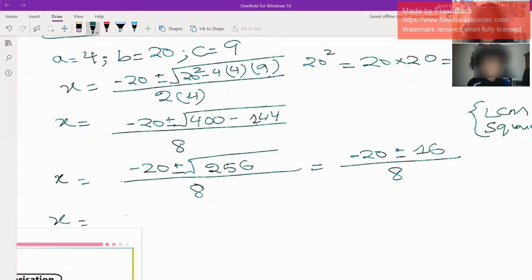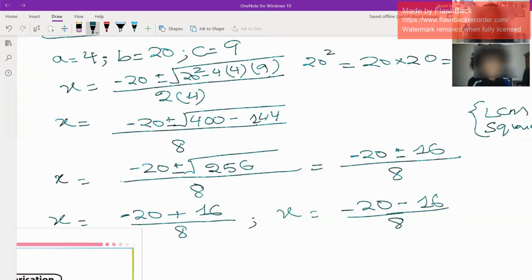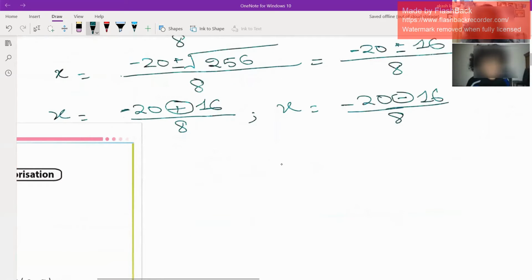So x equals minus 20 plus 16 over 8, and x equals minus 20 minus 16 over 8. What we did is separate our x values, one with a plus sign and one with a minus sign. Is it clear? Yeah. Okay. So now it's basic algebra. Now x equals minus 20 plus 16, which is minus 4, divided by 8. How many times does 4 go into 8? Twice.